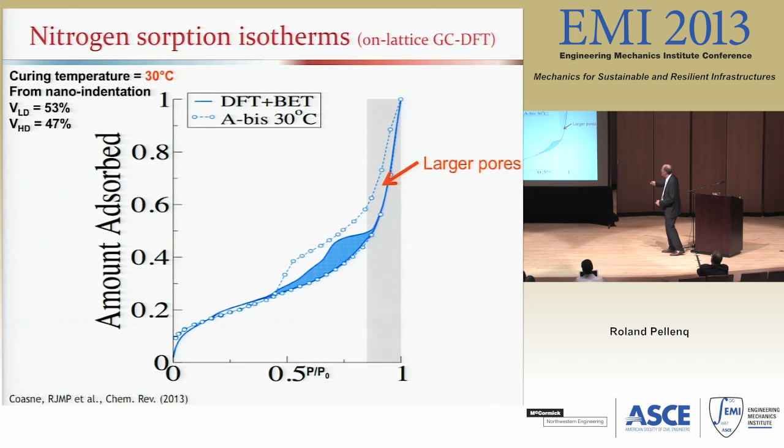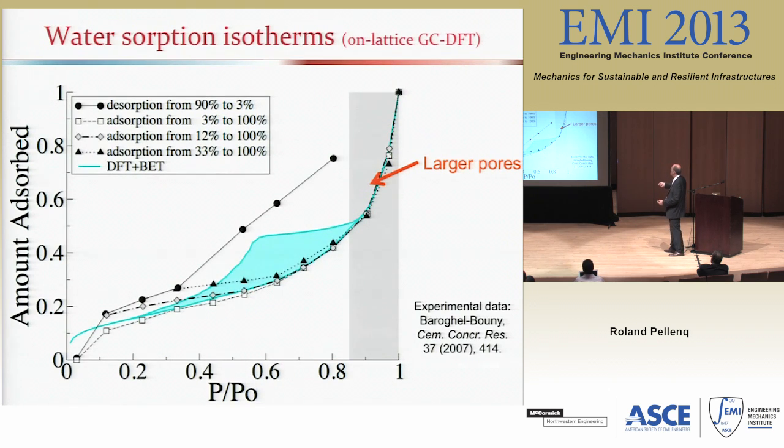Okay, so we have the beginning, it's not just about parameters. Everything comes from interaction, from atomistic simulation. These are predictions. Obviously, we are missing larger pores in the system. Okay, the same for water, with this lattice grand canonical Monte Carlo, fine, compared to experiment.